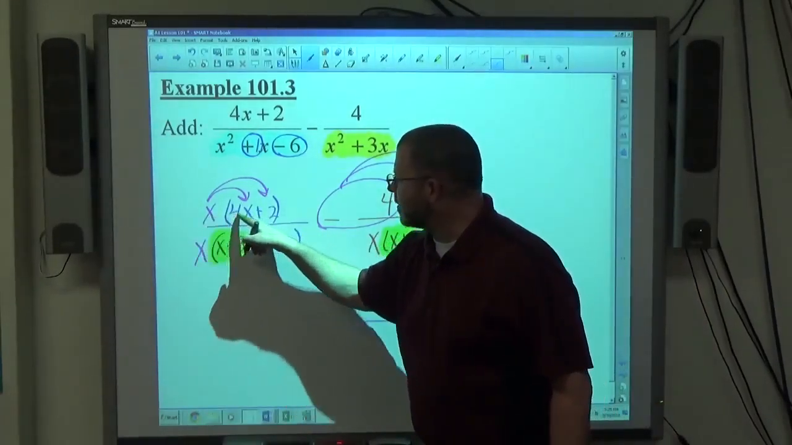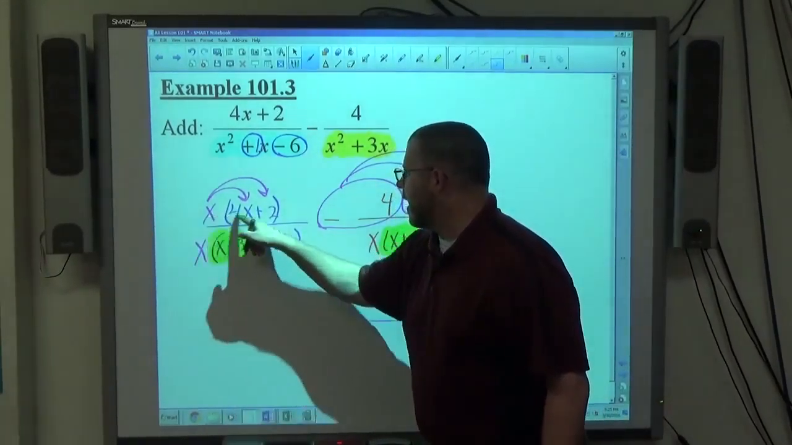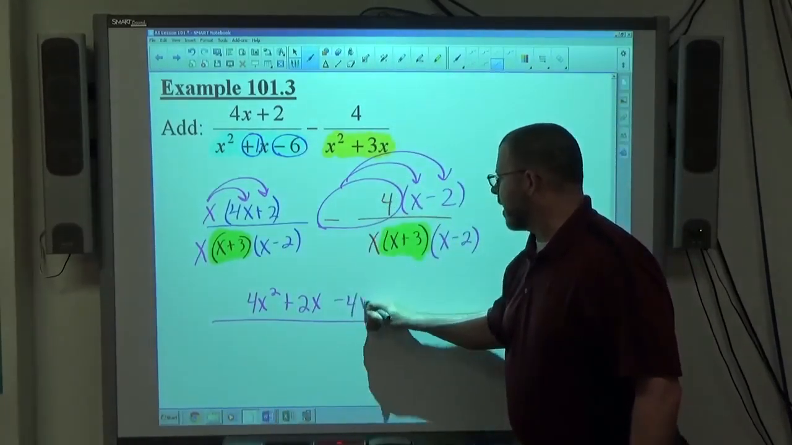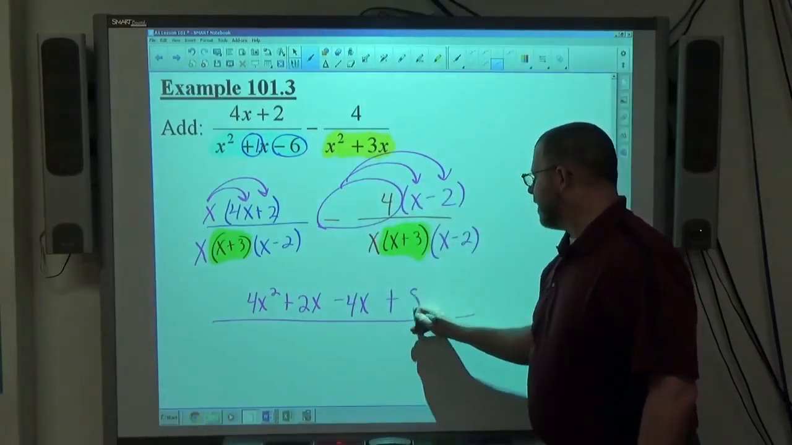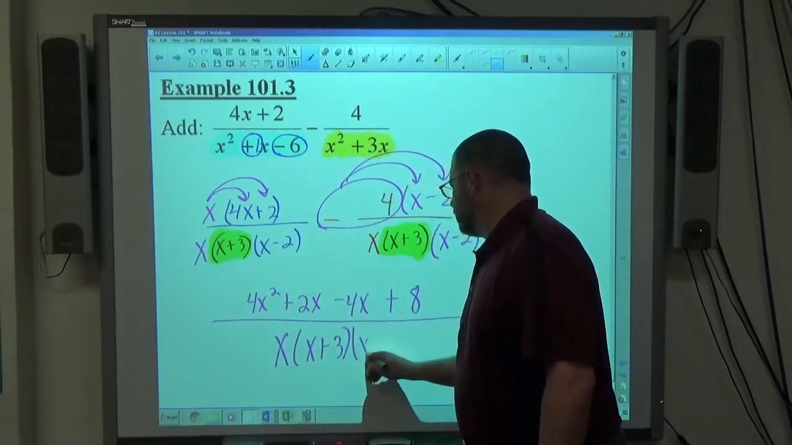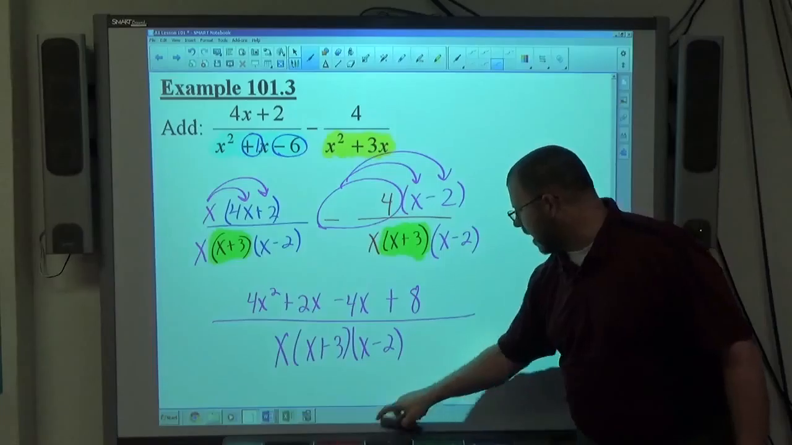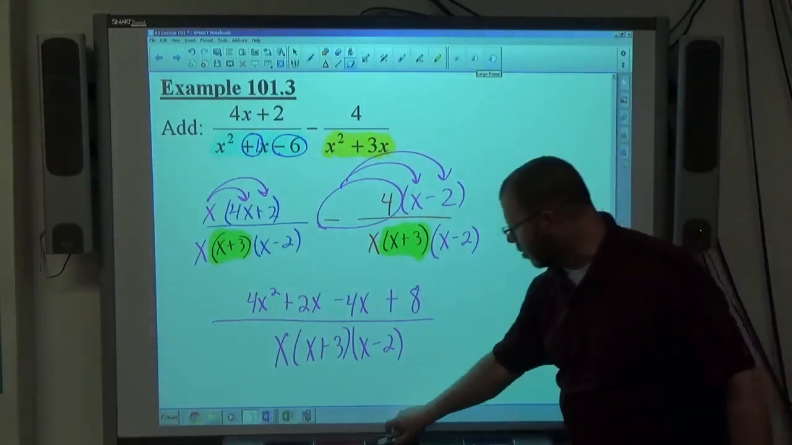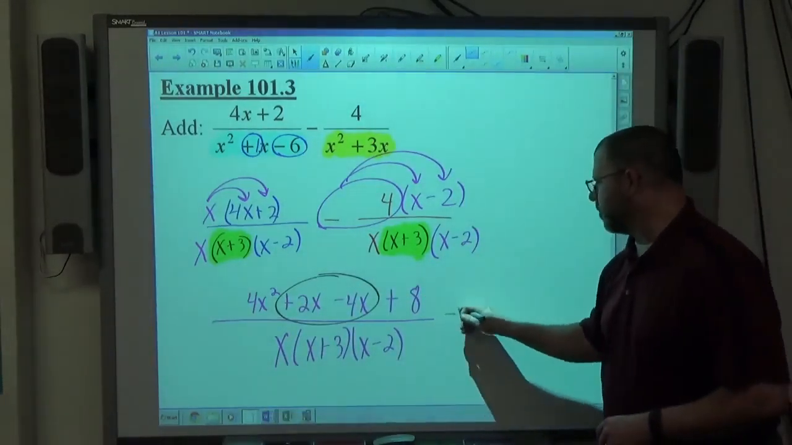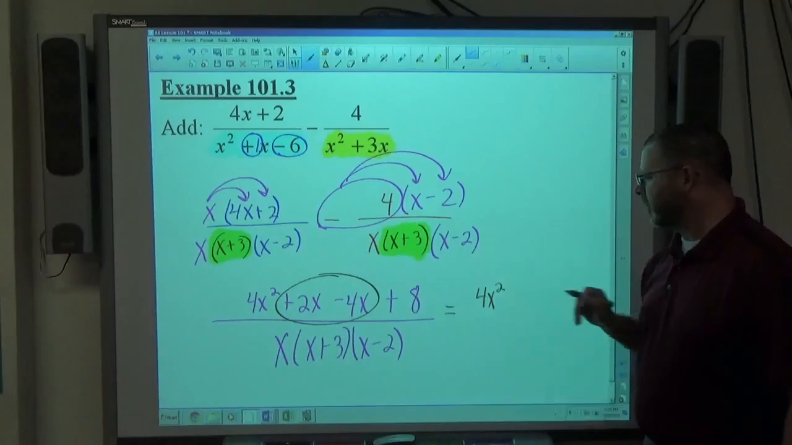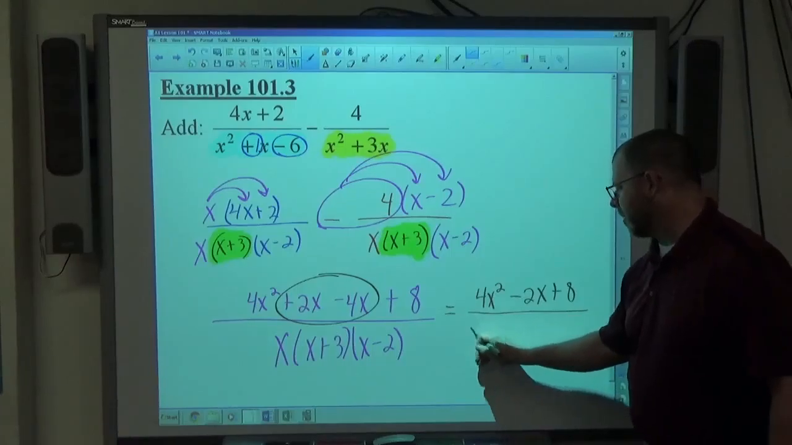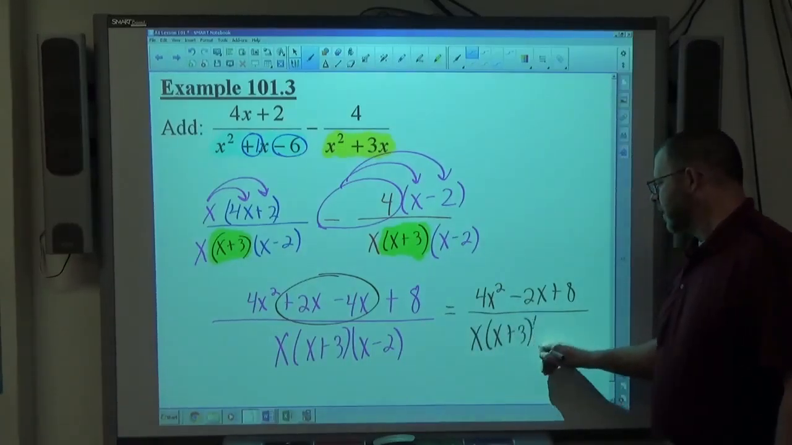So, looking at this, simplify it as much as possible. The first one's going to become x times 4x is 4x squared. X times positive 2 is positive 2x. Negative 4 times positive x is negative 4x. Negative 4 times negative 2 is positive 8. On the bottom I have x times x plus 3 times x minus 2. And again, typically I'm done there, but in this specific case I do have some like terms on top. 2x and 4x are like terms. Opposite signs tell me subtract. So 4x squared is perfectly fine. We're going to get minus 2x and plus 8. All that's going to go over our common denominator, x times x plus 3 times x minus 2.